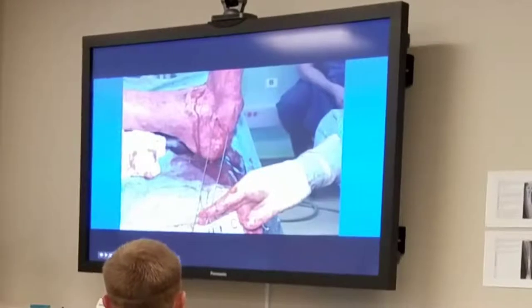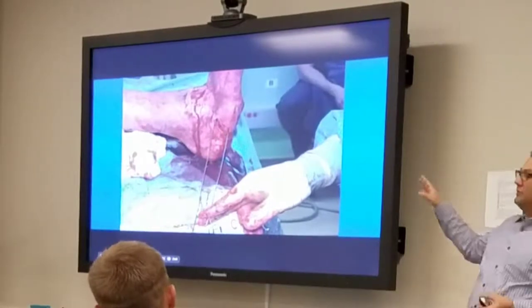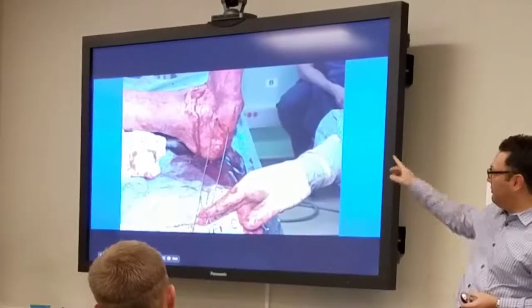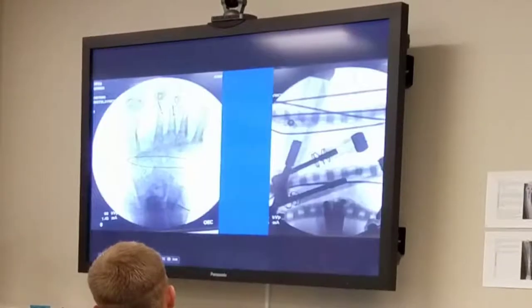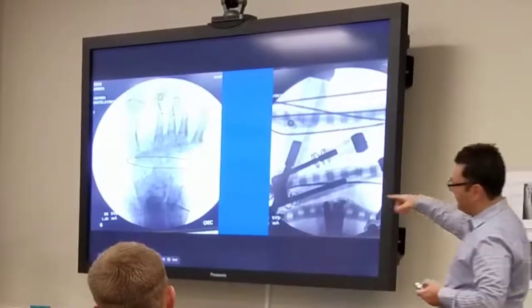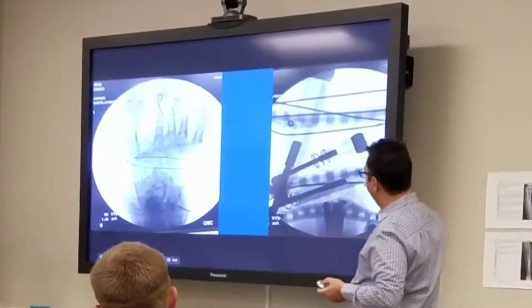So here's another, this is a different patient, what it kind of looks like before putting it in. Once again, really important: you're going to pass this Gigli saw osteotomy prior to applying the frame. See, there's no frame on yet, so you're just putting that on first. Here's that patient from the last picture. That's the Gigli saw prior.